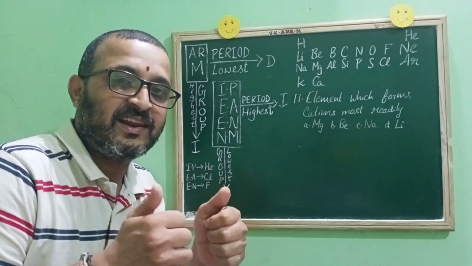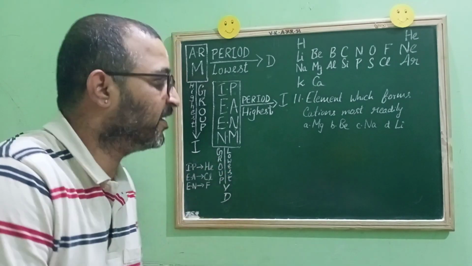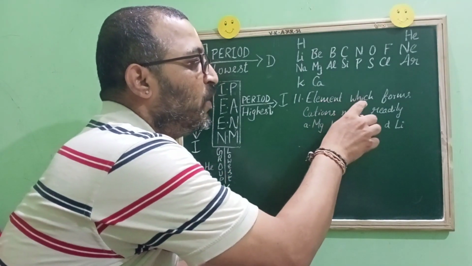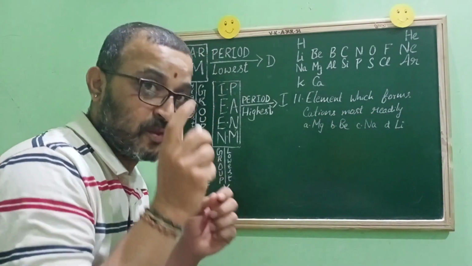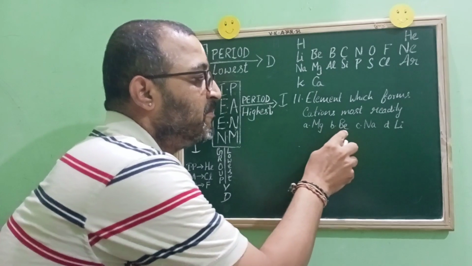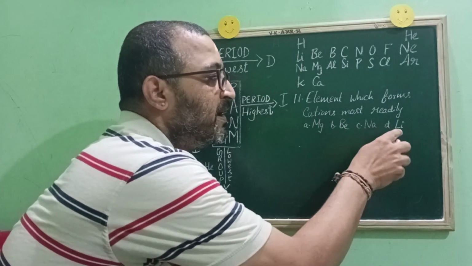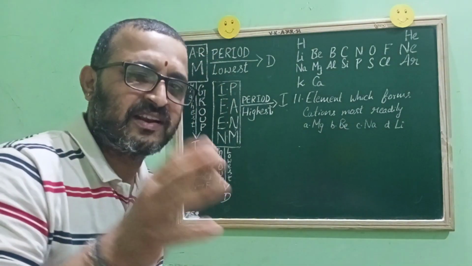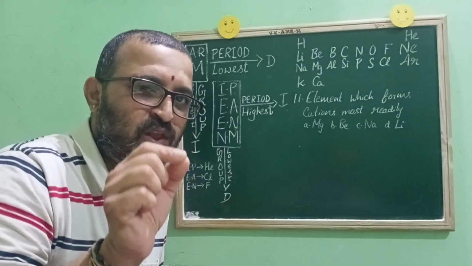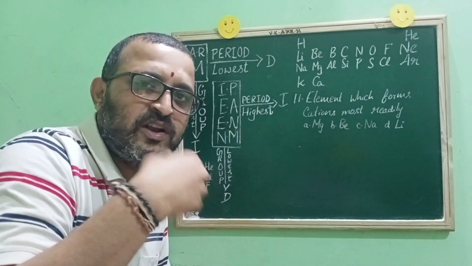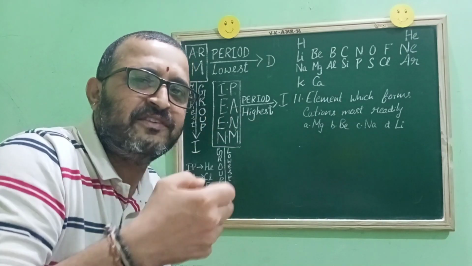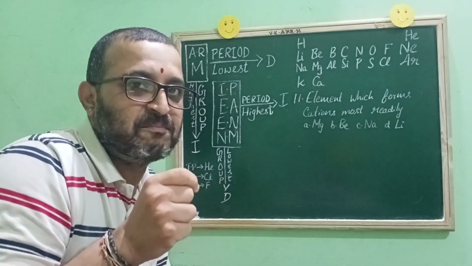Okay children, let us proceed to the next question, right? Element which forms cations most readily. The options are magnesium, beryllium, sodium and lithium. Children, before we proceed with this one, a small question. How do you identify which is a cation and which is an anion? Most of the children have this confusion, but we have one simple technique.